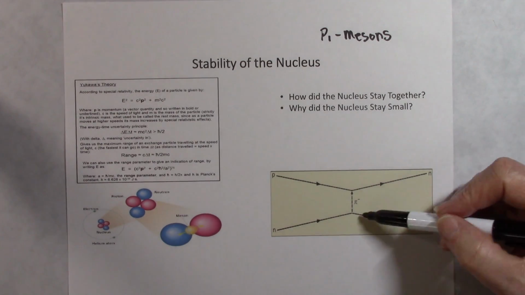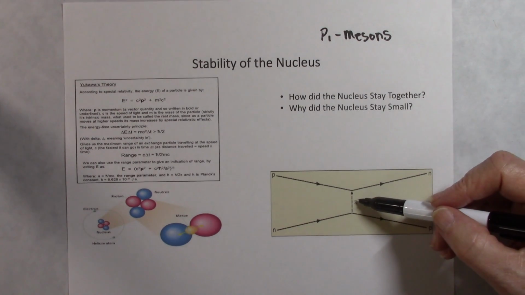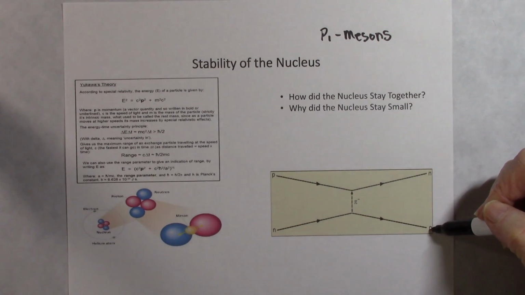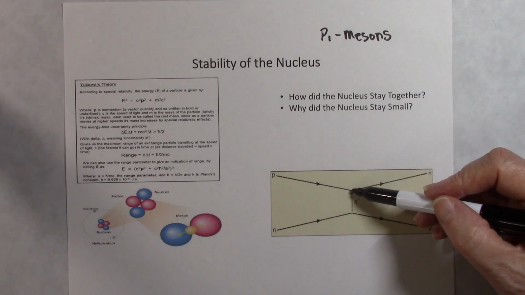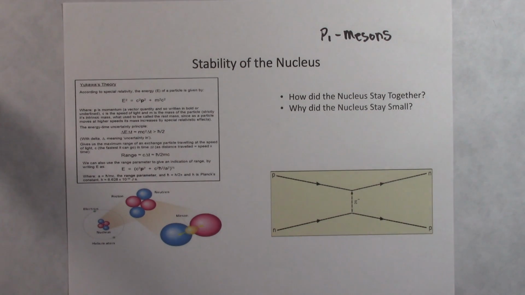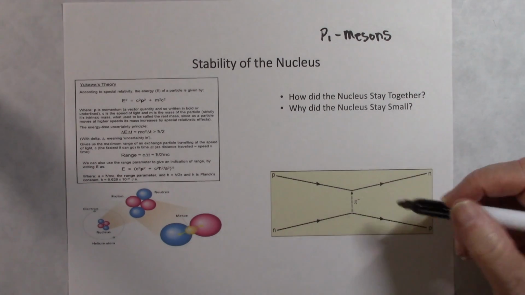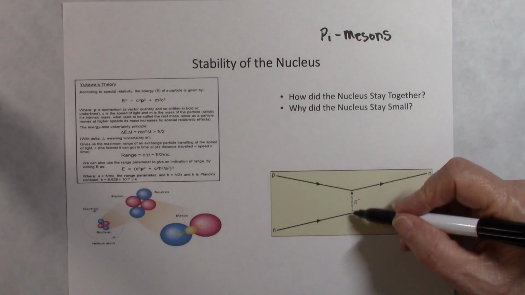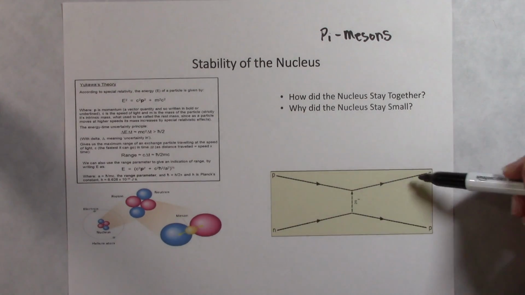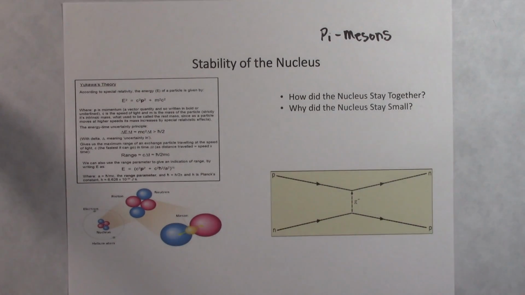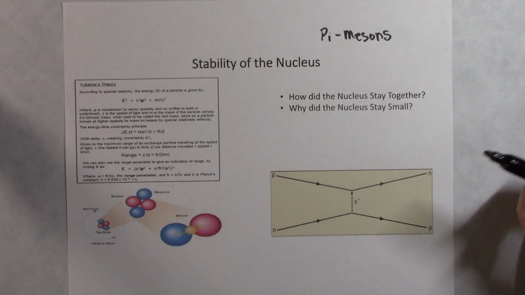A neutron that emitted a negative pi meson turned itself into a proton, and a proton that absorbed a negative pi meson turned into a neutron. The nucleus of an atom was constantly changing its makeup by turning protons into neutrons and neutrons into protons. And this created attractive forces, and it was what held the protons and neutrons together. He showed how this could take place within the nucleus.